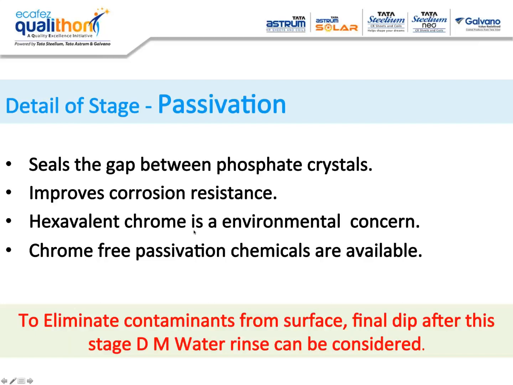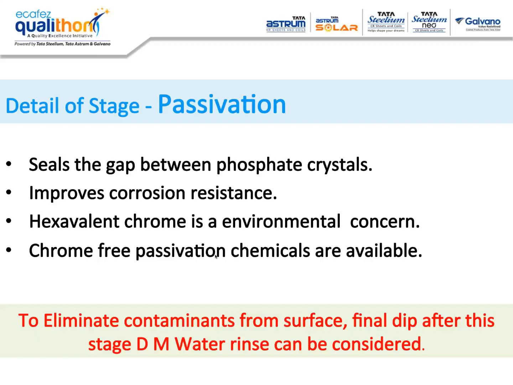Hexavalent chrome is an environmental concern, so chrome-free passivation chemicals are available. If you are doing passivation and if you are using chromes, please change to chrome-free passivations if you are exporting your jobs. In case you are selling in the Indian market, there is no issue as yet from the pollution board. But especially European countries and advanced countries will not allow you to use chrome materials.